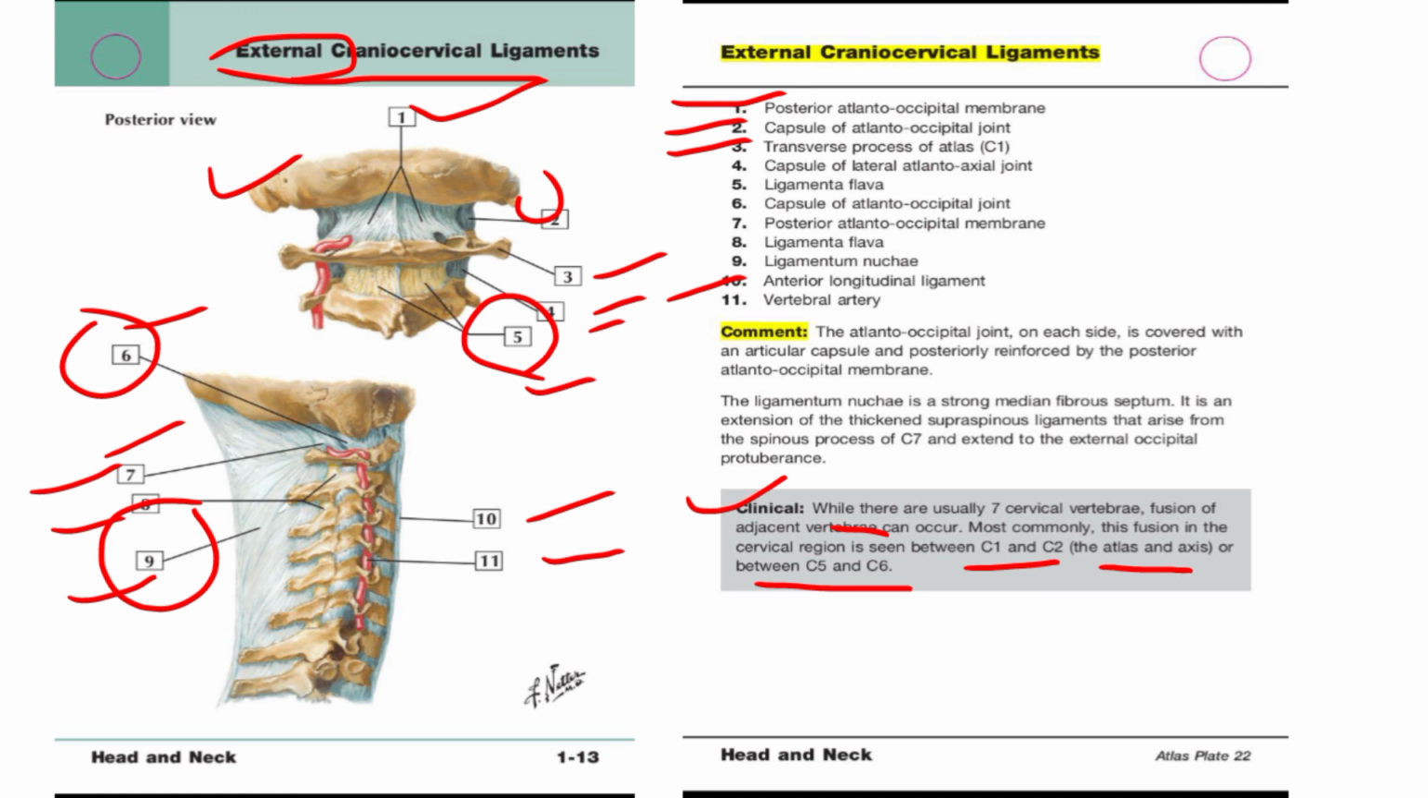In this lecture we discussed the external cranio-cervical ligaments. We discussed all the labels, the atlanto-occipital joint anatomy, and the clinicals.